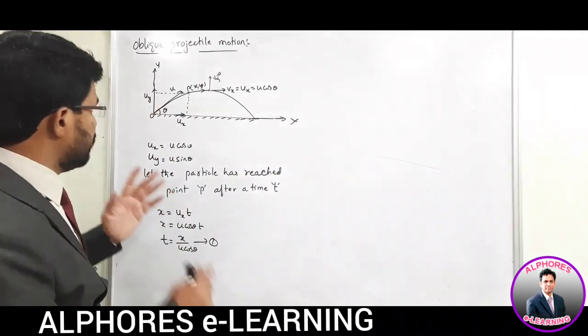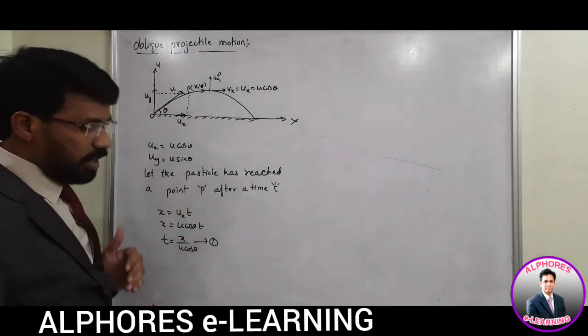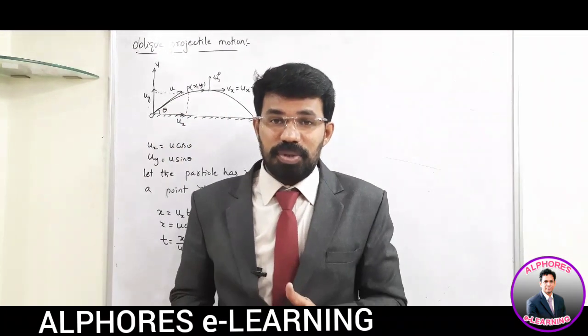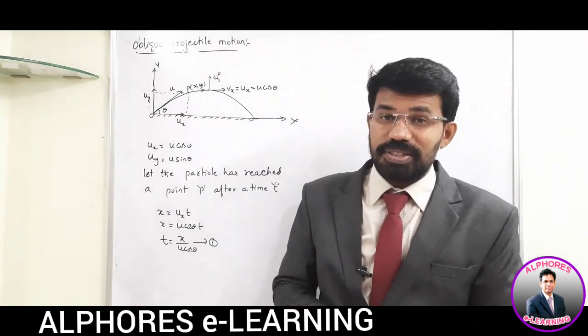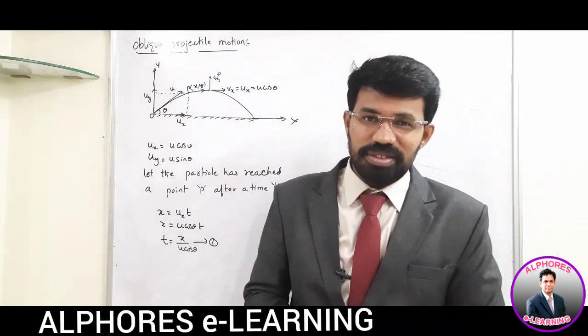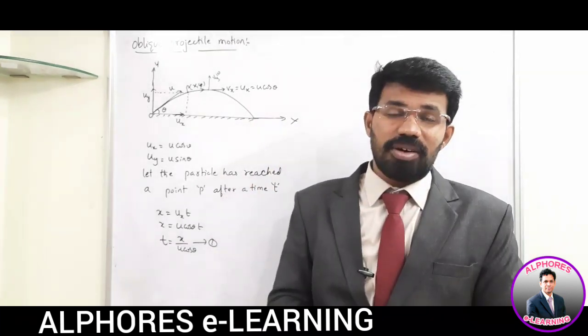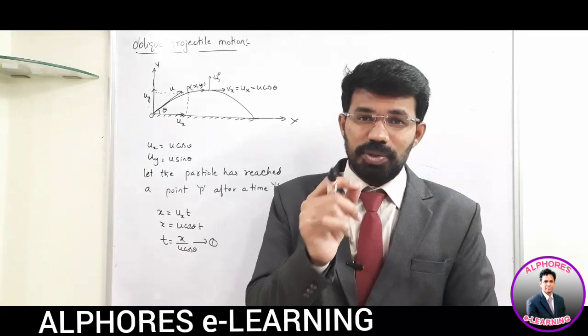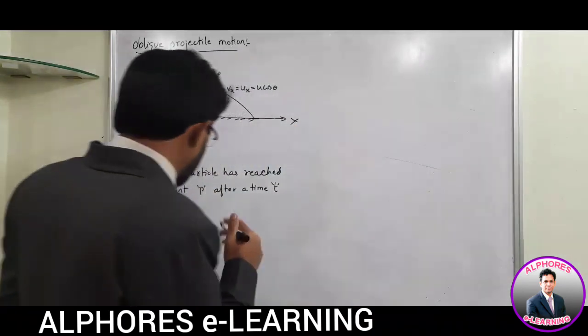Remember students, only the vertical component of velocity of the projected body gets influenced, whereas the horizontal component of velocity remains constant, remains intact, it doesn't change. So throughout the journey, the horizontal component of velocity remains constant, which is equal to u cos theta. Okay, so let us proceed ahead.